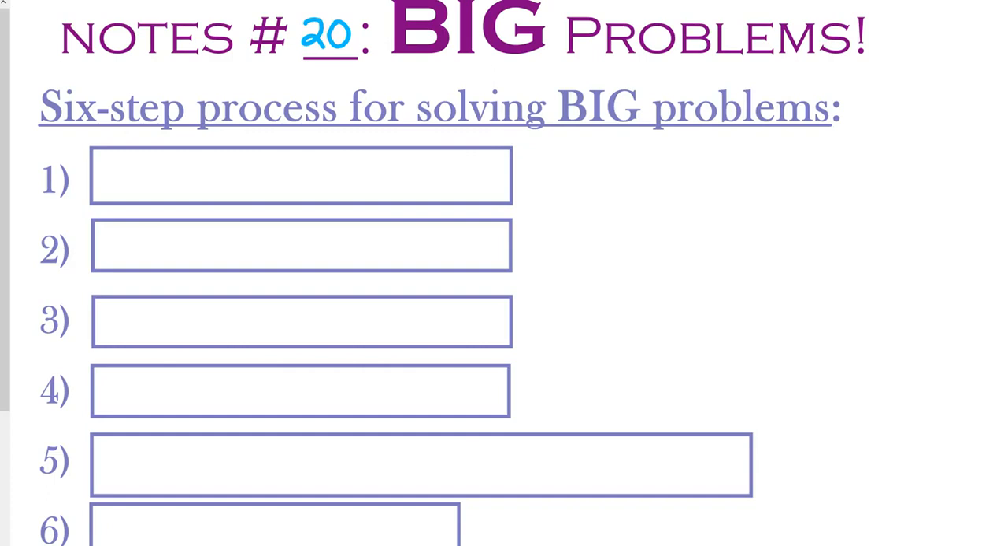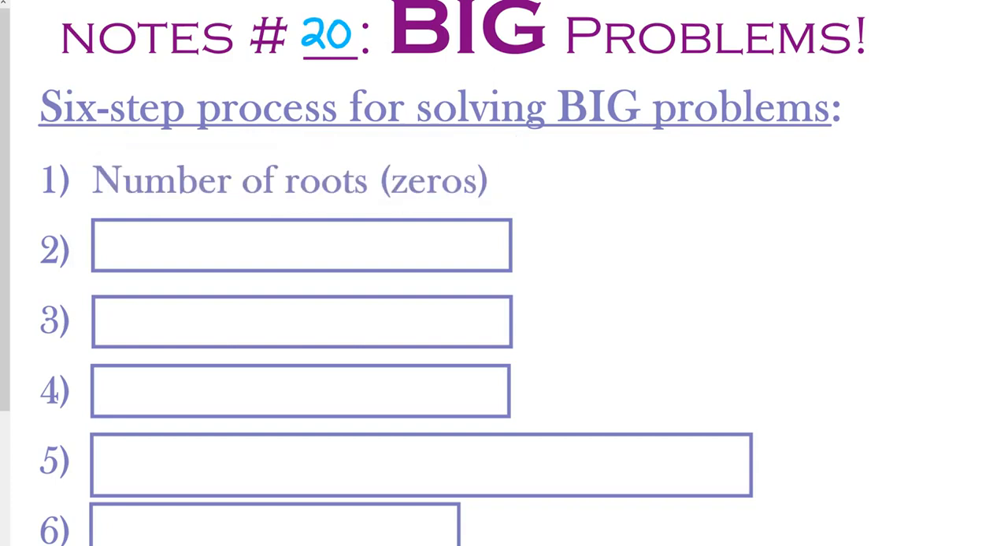Okay, so here are the things I'd like you to do when you solve a big problem. Number one, you're going to find the number of roots, also known as zeros, for the polynomial. This will be really easy because if it's cubic with an exponent of 3, then it has 3 roots. If it's quartic, it has 4. If it's quintic, it has 5. So it matches up with the highest exponent. So that part is really quick and simple.